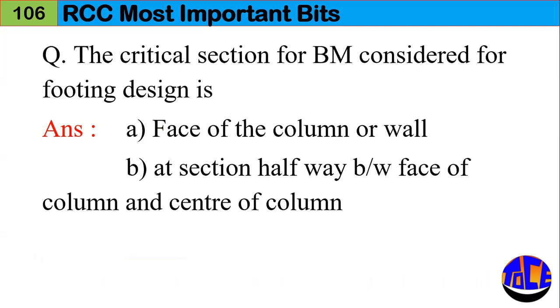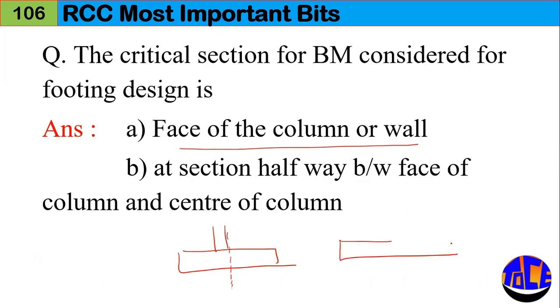Question number 106. The critical section for bending moment considered for the footing design is A, at face of the column or wall, and B, at section halfway between the face of column and center of column. Face of the column means if this is a column, this will be your critical section for the moment. And the other condition is that if this is a column and this is the center of your column, from the center of the column to the facing.